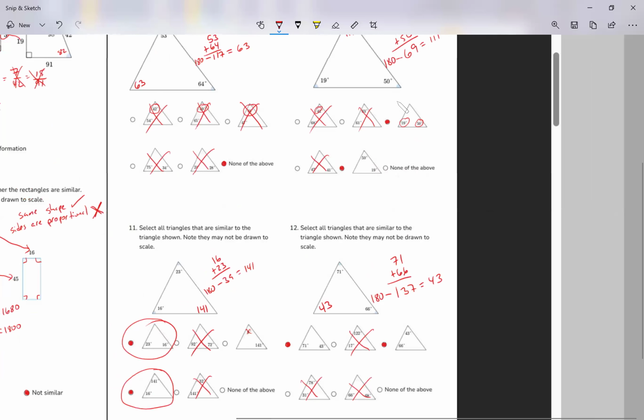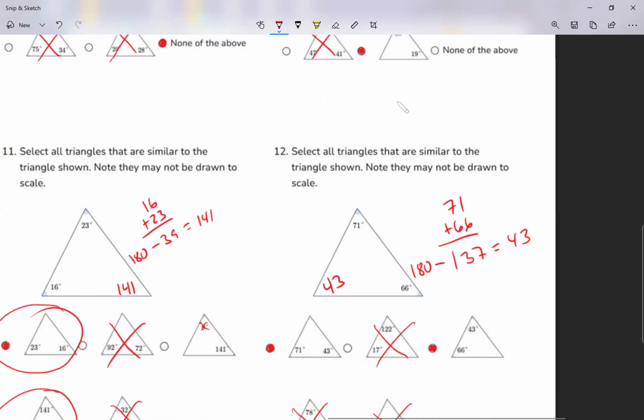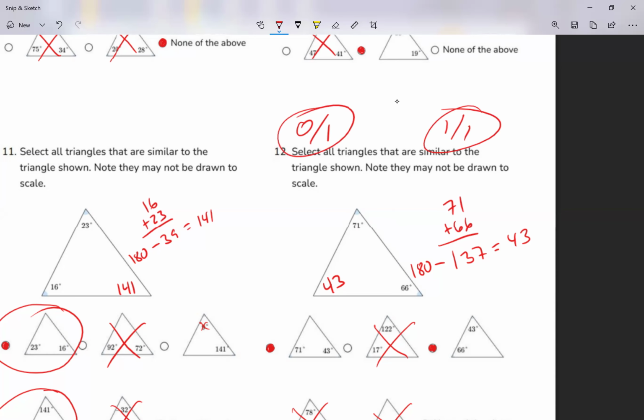Make sure on your homework when you're checking these, when you correct it, if it says 0 out of 1, that means you got it wrong, and 1 out of 1 means you got it correct. Make sure if you submit your homework, this is how you know whether you got it right or wrong. 0 out of 1 means wrong. 1 out of 1 means you're right.